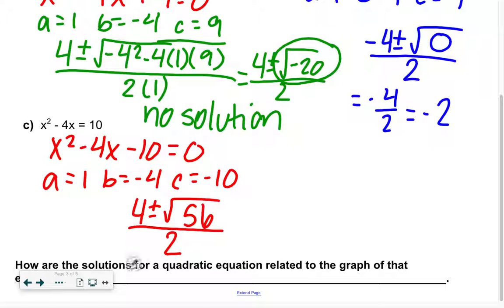So to answer this question, how are the solutions for a quadratic equation related to the graph? Well, this is just like when we found our two parentheses. What did those parentheses tell us when we solved for x? When we set it equal to 0 and solved for x, what did it tell us about a graph? Two points on the parabola where it crosses the x-axis. So it tells us where we cross the x-axis, aka the zeros of the graph.